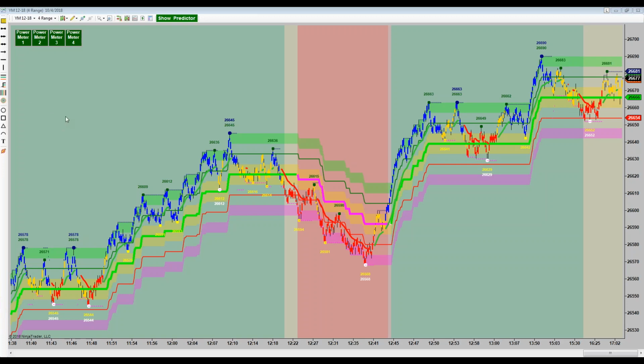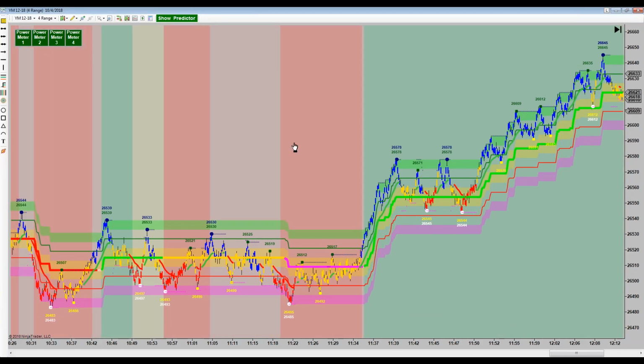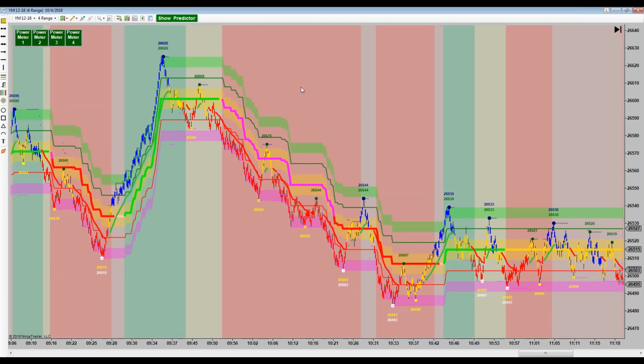We are connected to a data feed with our broker, NinjaTrader. YM is the mini Dow. It is worth $5 per tick of movement. So each 10 ticks, when you go, say, from 26,590 to 26,600, that is 10 ticks. So between here and here would be 5 times 10, or $50.